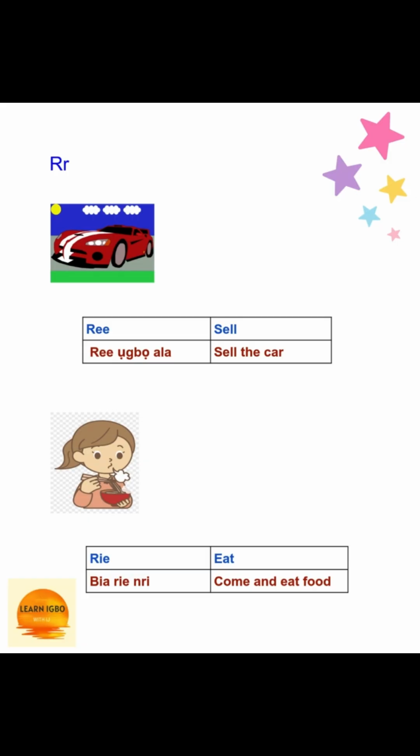Second example. Rie. Eat. Used in a phrase or sentence: Bịa rie nri. Come and eat food. Examples: Re, sell. Rie, eat. Daalụnụ. Thank you.